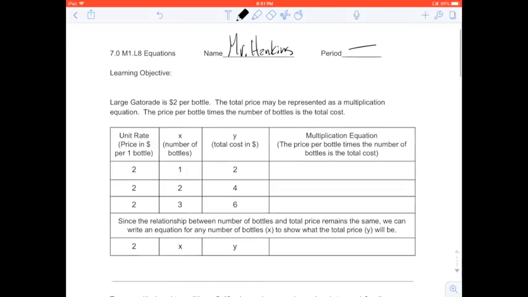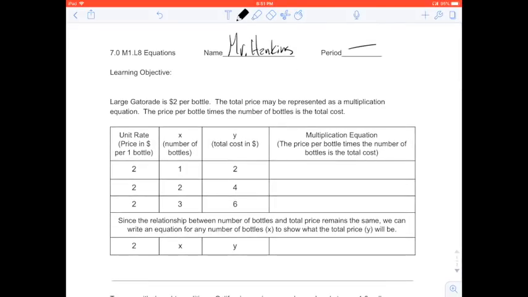Okay. Our learning objective today is to write equations to represent proportional relationships.